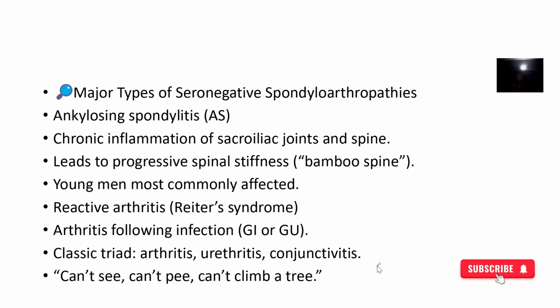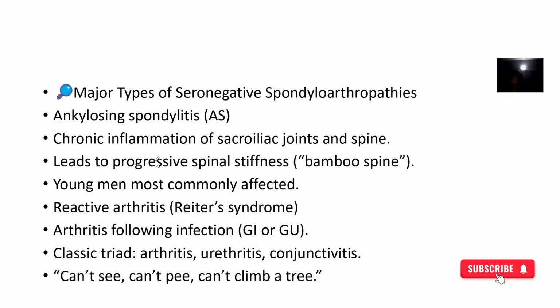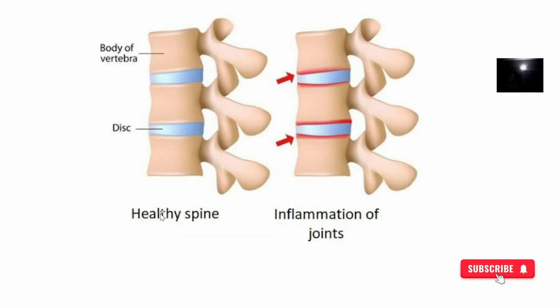So major types include Ankylosing spondylitis, which leads to spinal stiffness, giving you a bamboo spine. This is Ankylosing spondylitis. Then we have reactive arthritis, also known as Reiter syndrome. Arthritis following infections. We are having arthritis, uveitis, and conjunctivitis.